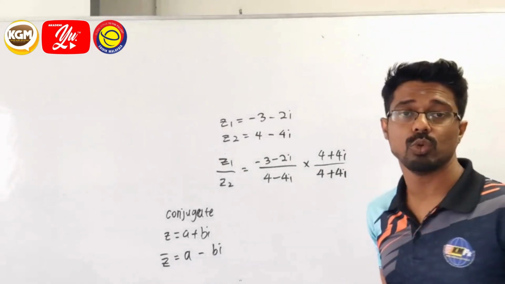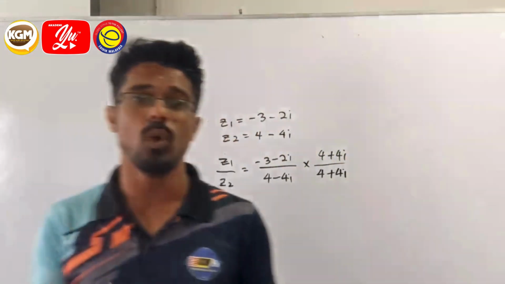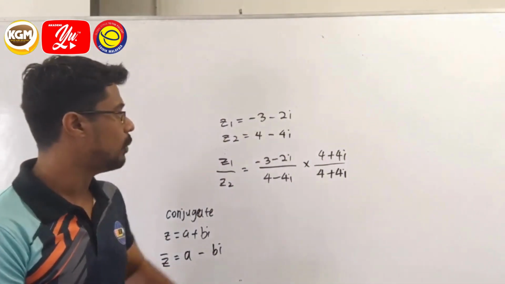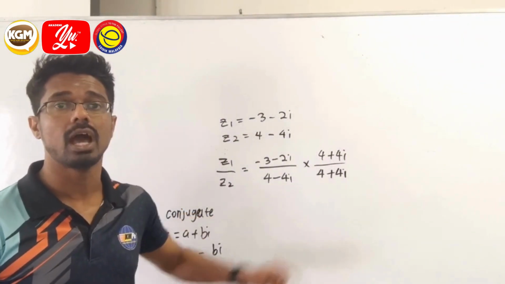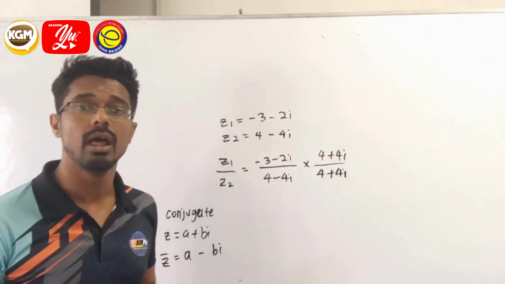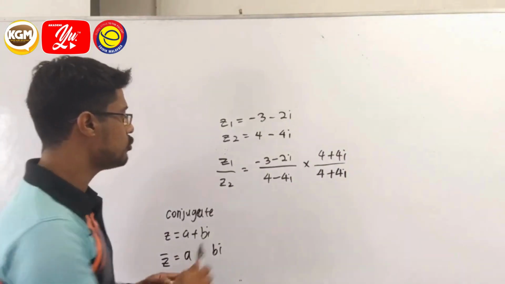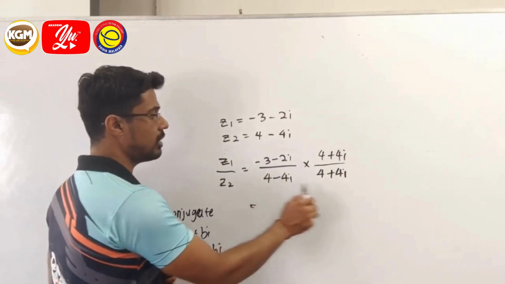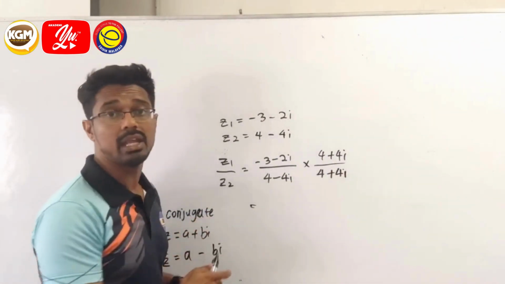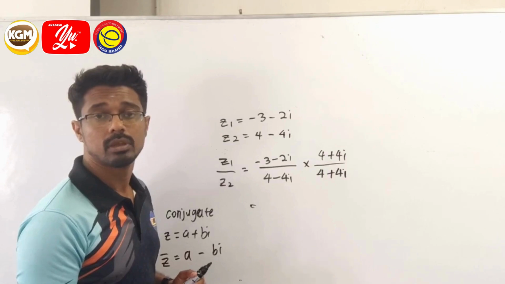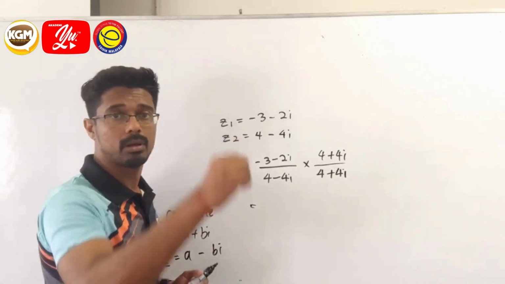The purpose of us doing this is because we don't want i in our denominator. We shouldn't be having i in our denominator. That's the reason why we multiply with the conjugate. So basically, when you take this and multiply, there won't be any i in the denominator. Can we do it together? Let's do this.